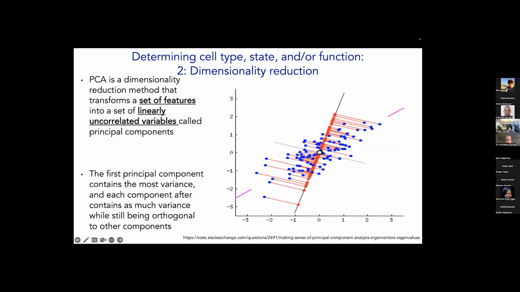And then the second principal component, which is going to be uncorrelated with the first one, will contain as much variance as is still remaining that hasn't been explained by the first principal component. And then you can keep doing this in higher dimensions. Here I'm just showing you examples in 2 dimensions, but it really can go into 3 dimensions and 4 dimensions and so forth.